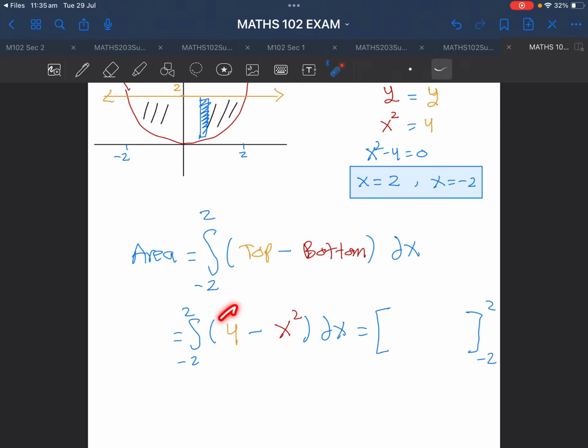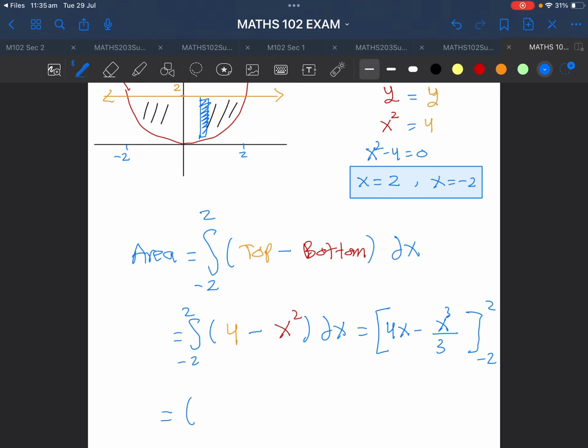Now the question is, what is the integral of 4? It's just 4x. What is the integral of x squared? It is x to the power 3 over 3. So this will be just 4x minus x cubed over 3.